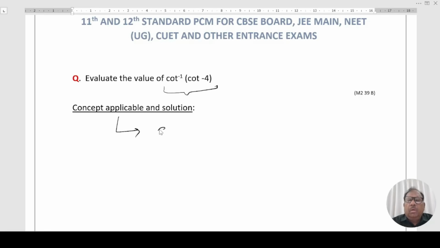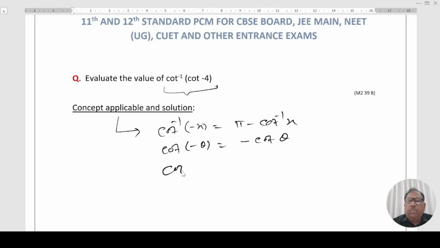Concept applicable. Cot inverse of minus x equal to pi minus cot inverse x. And cot of minus theta is minus cot theta. And cot inverse cot theta equal to theta, provided theta belongs to minus pi by 2 to pi by 2.